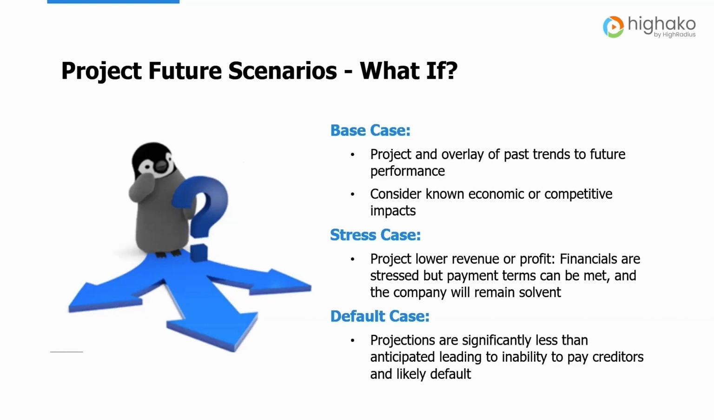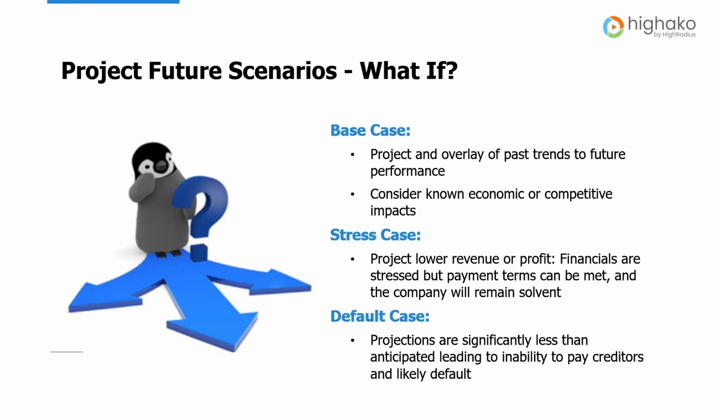One thing you can do is what-if scenarios. So you create a base case based on past trends. You can project future performance. And then you throw in things that you know might affect performance going forward due to competitive issues or economic trends or whatever it is, and you set a base case. This is how I expect the company to perform in the future.